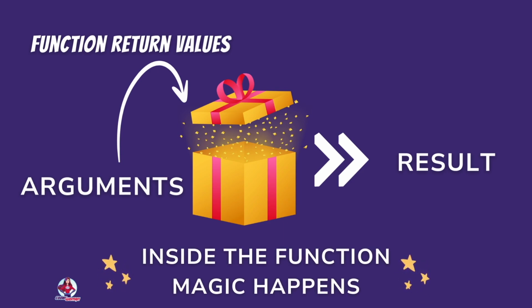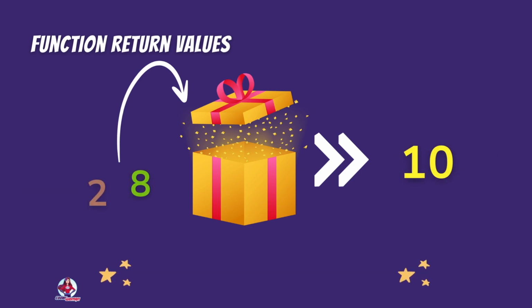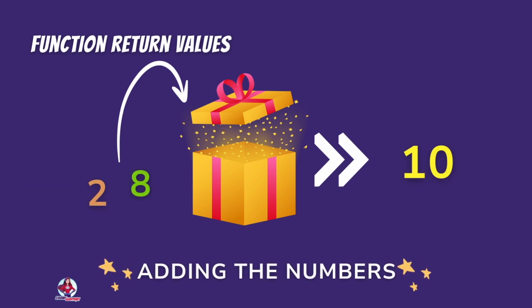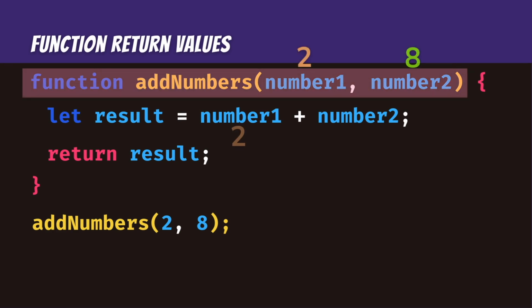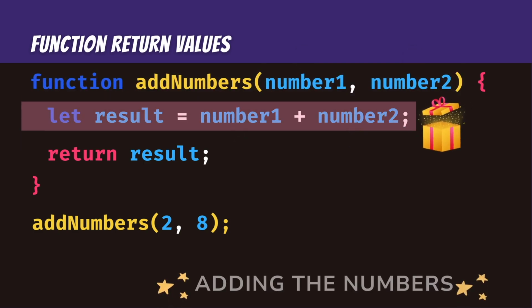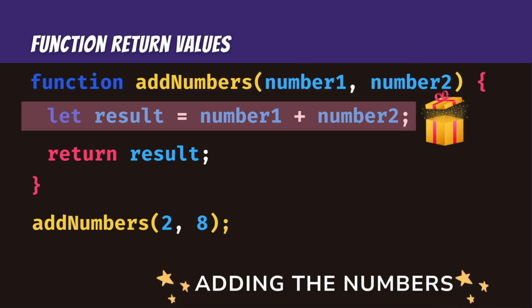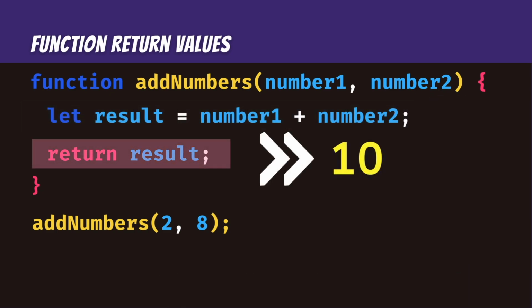You give it some information as arguments, it does its magic inside with that information, and then it gives back a result, the output or return value. For example, a function that takes two numbers does its magic inside, which in this case means adding the numbers together, and gives us back that sum through the return keyword. By default, a function doesn't return anything, or more precisely, it returns an undefined value. We must use the return keyword to return specific information.